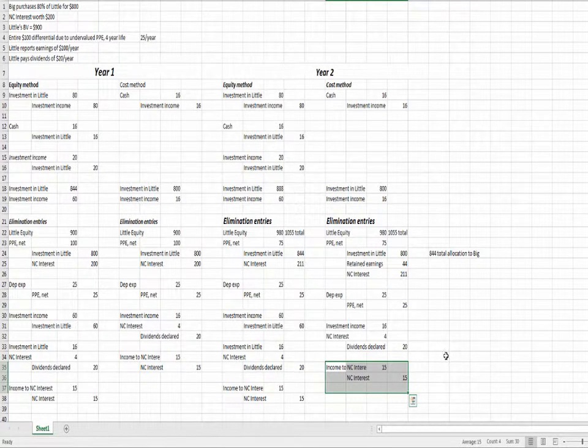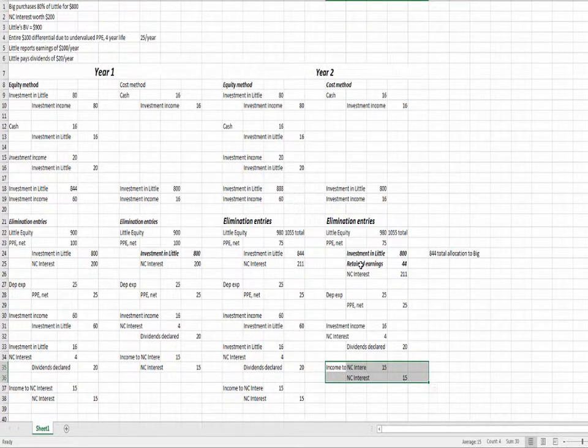Now, a couple things I want to point out. The only things that have changed here has been how the investment in Little is being dealt with. The non-controlling interest is the same in both cases. In year 1 it was 200, in year 2 it was 211. How the parent chooses to account for their investment on their books has no bearing whatsoever on the non-controlling interest. Likewise with the income to the non-controlling interest, whether we use the equity method or the cost method, the income to the non-controlling interest is exactly the same.